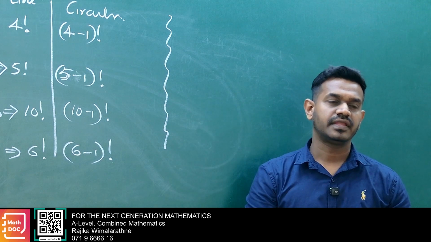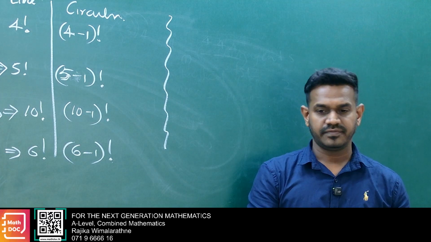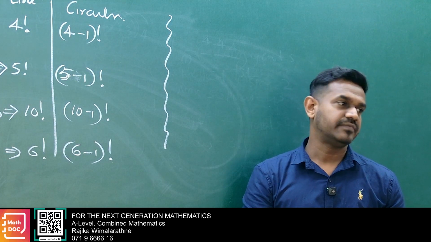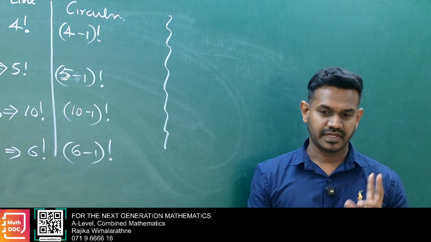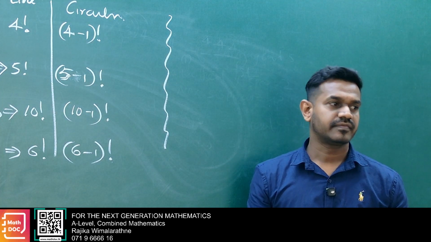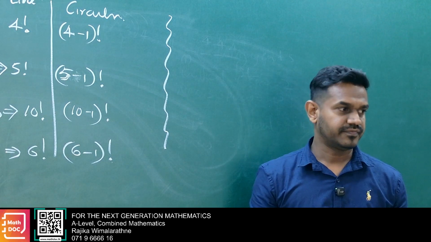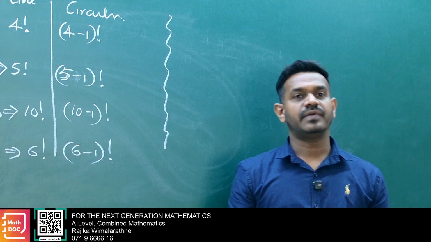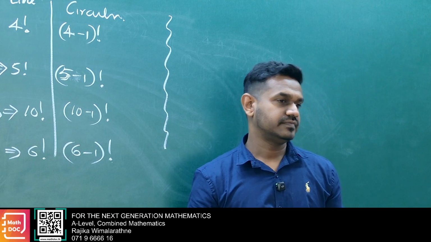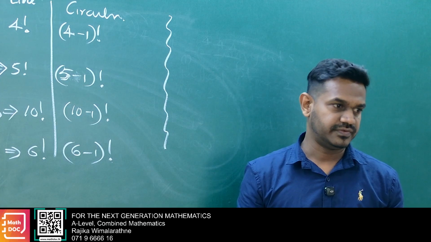First one, how many of them are even? How many of them are odd? How many of them are multiples of 5?